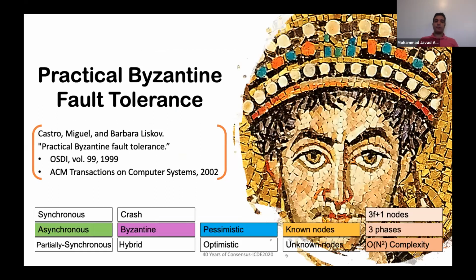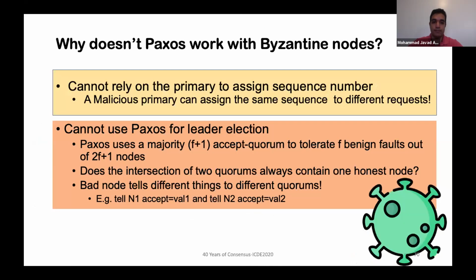With that, I'm going to talk about one of the most known Byzantine fault-tolerant protocols, which is PBFT, which was designed by Castro and Barbara Liskov in 1999. It is an asynchronous protocol, and it has 3f plus 1 nodes. The number of phases is constant. It's 3 phases, and the message complexity is O(n squared). Let's see how it works.